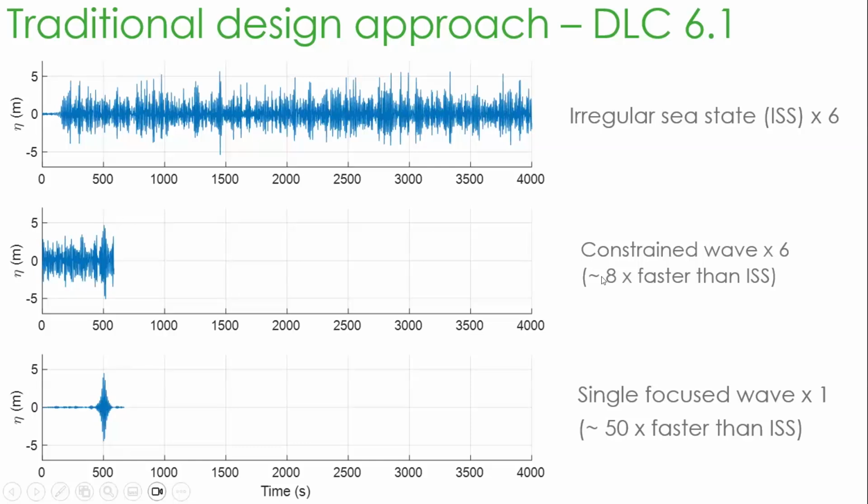And then some suggested time savings are given. So if we could use this constrained wave approach, then it'd be roughly 8 times faster than running the 1 hour cases. If we could run a single focused wave, it would be about 50 times faster. These time savings, I should caveat, are based on looking at one response in a particular sea state. If we had, say, 8 different responses that all had a slightly different wave profile leading to them, then the constrained wave approach would not lead to any time saving.